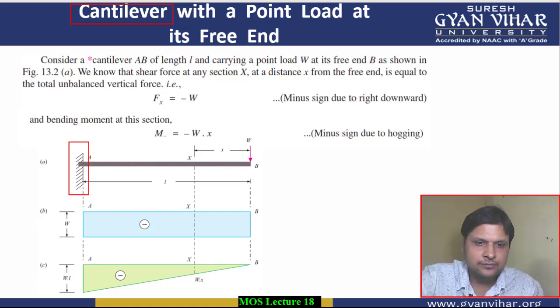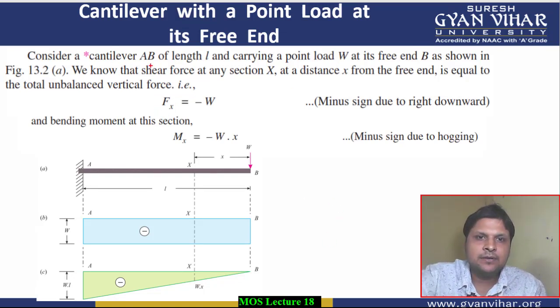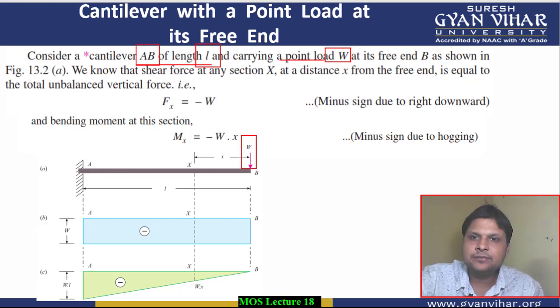So we are considering a cantilever beam, students. Let the length of the beam be L and the beam be AB. AB is the cantilever beam of length L, and the load it is carrying is capital W. It is a point load, which is acting on it at its free end B. It is acting at point B.